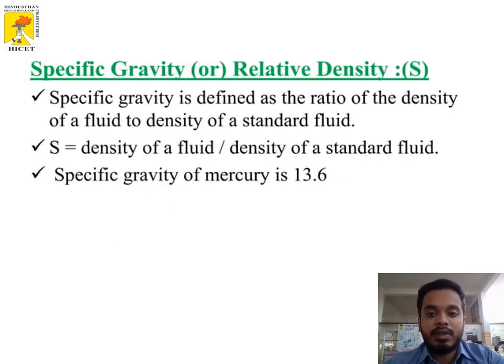Next is specific gravity or relative density. Specific gravity is defined as the ratio of the density of a fluid to density of a standard fluid. That is S equal to density of a fluid divided by density of a standard fluid. Water can be used as a standard fluid. The specific gravity of mercury is 13.6. It is a universal value.